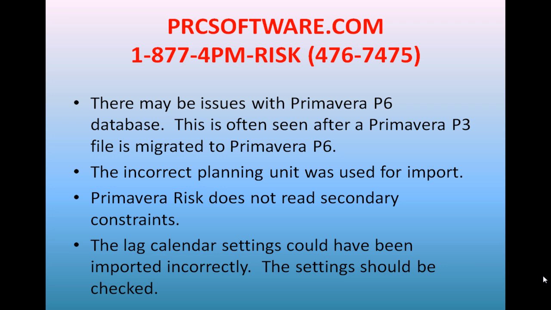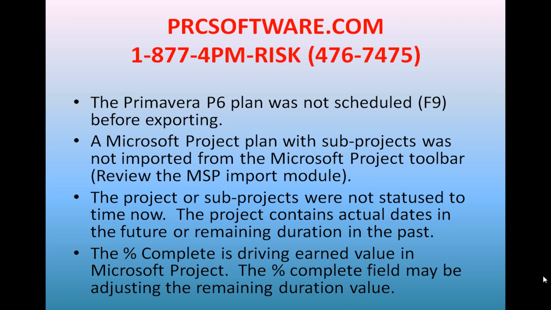The lag calendar settings, if those were imported incorrectly, maybe there was a lot of linking with lags between activities on different calendars. The schedule check options will go into the step 3 schedule check, but that could show you some areas too. Maybe your scheduling options are off for some reason. It could happen there. The Primavera P6 plan: you didn't schedule it before you exported it, so it's going to take the dates as they're sitting there. If you made changes and exported it, but you didn't hit F9, it's seeing an overlay of where those bars were. So you should hit F9, schedule it before you export it, so you can actually compare.